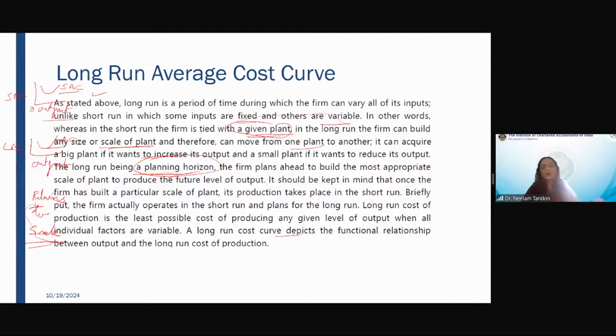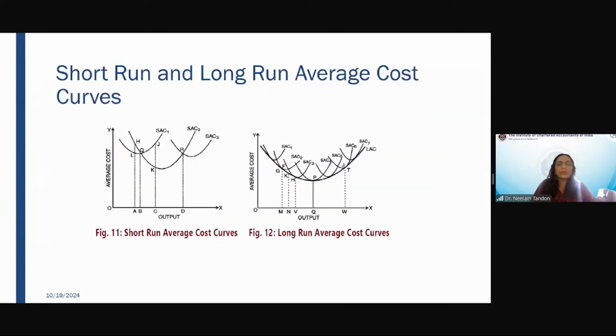Okay, so what is long run? Long run is a functional relationship: how much output you get by incurring cost on production in the long term. So it establishes the relationship between output and the cost of input, which is the long run cost function. Okay. Now you look here. This is very, very important to understand.